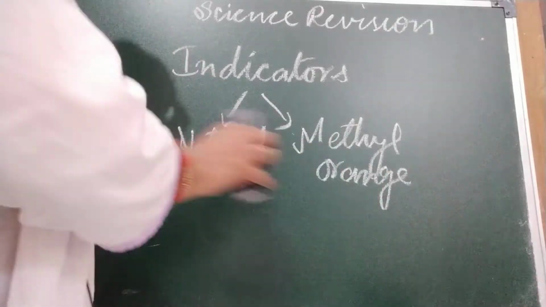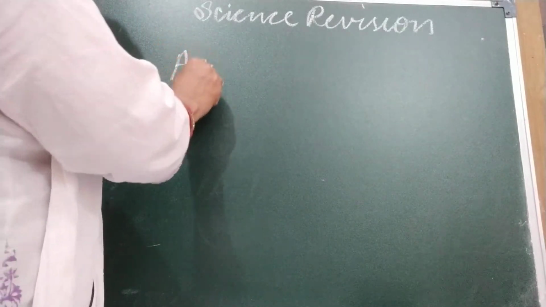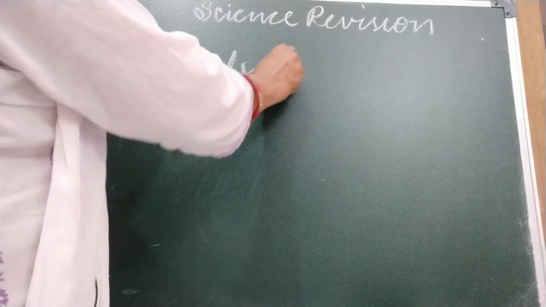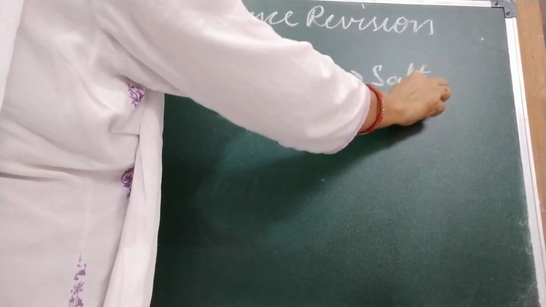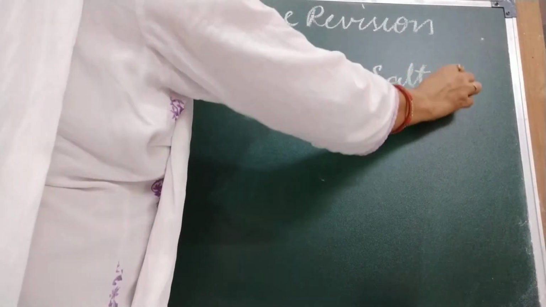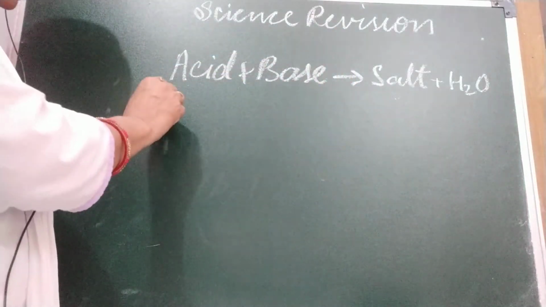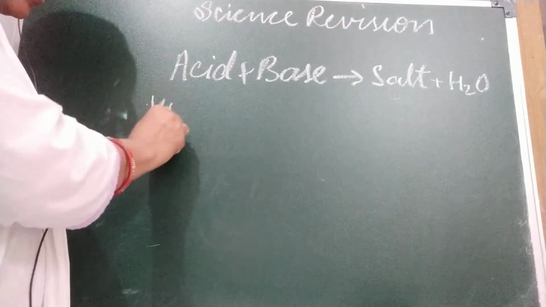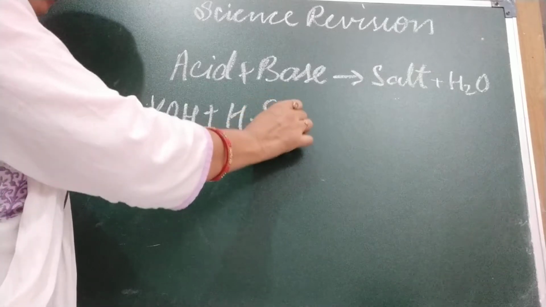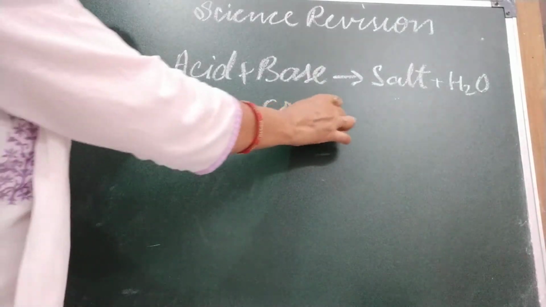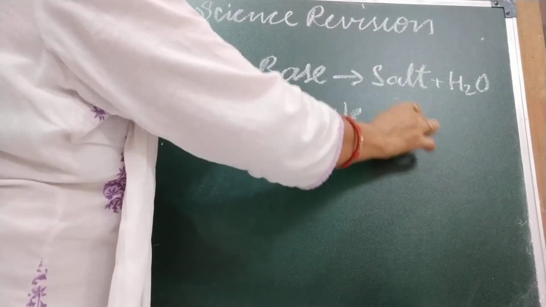Now children, what is a neutralization reaction? When an acid reacts with a base, it gives salt and water. Salt is neutral in nature. That is why we call this reaction a neutralization reaction. One example I am giving you: KOH plus H2SO4. This is the base, this is the acid, it gives K2SO4 plus water.